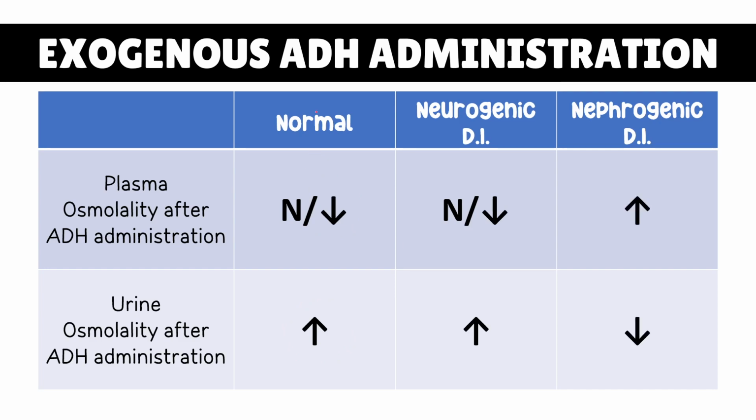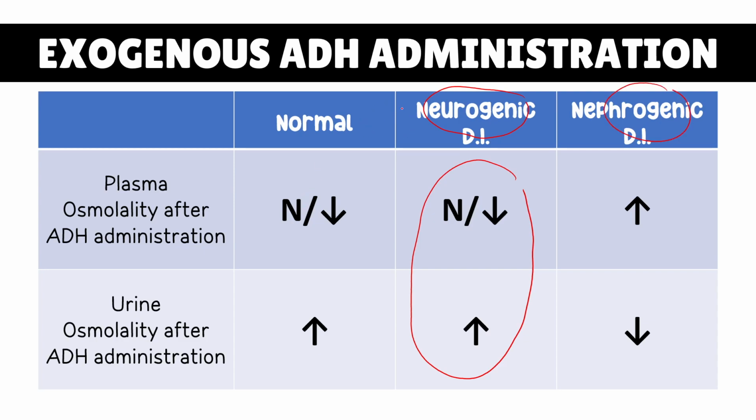With neurogenic DI, since we are already giving them ADH, the effect normalizes. Because there is now exogenous ADH, they are able to proceed with the water reabsorption, and then our plasma osmolality goes down because there is already an increase in the water concentration.